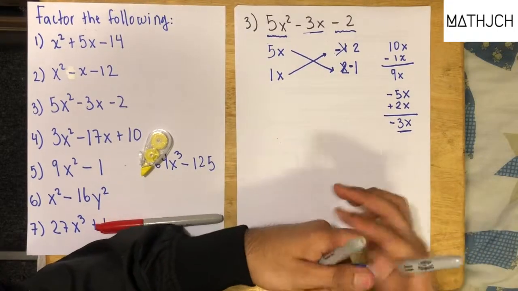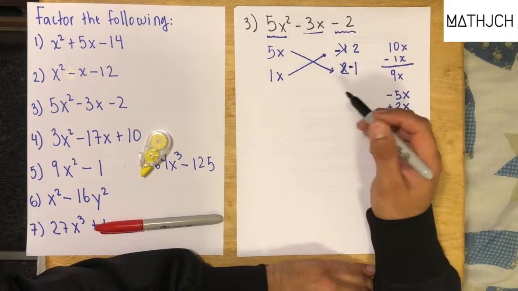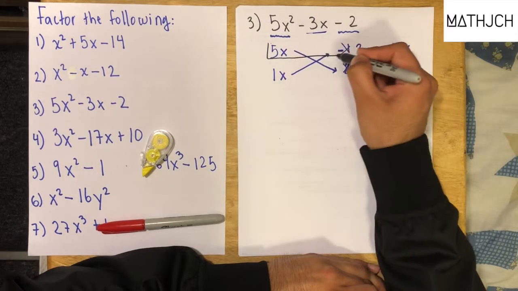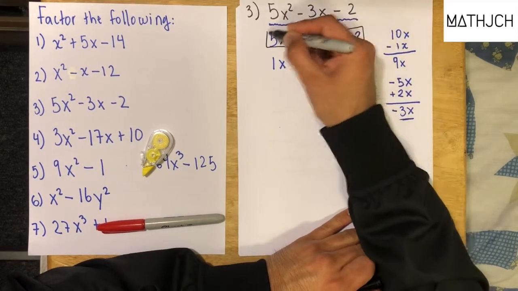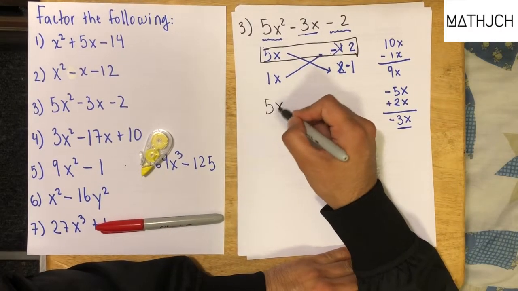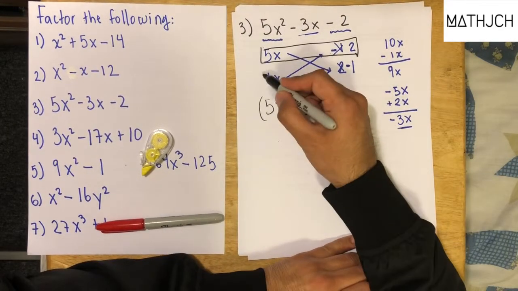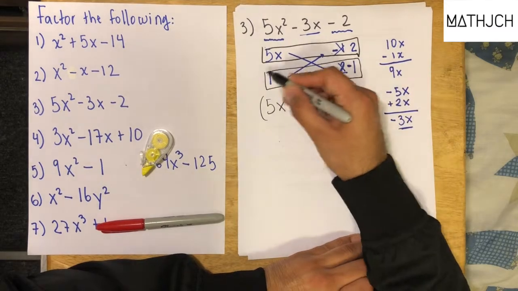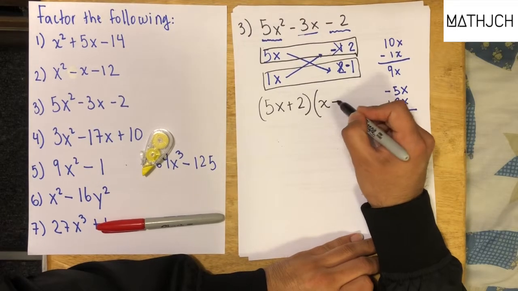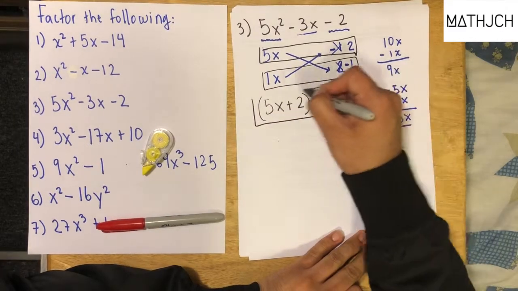So we are basically done. But in this case, my solution is not going to be cross multiplied. My factorization will be straightforward, okay? 5x, notice this 2 is positive, so it's gonna be 5x plus 2 multiplied by my other solution. It's gonna be 1x, or simply x. Notice 1 is negative, right? So I'm gonna put minus 1. And that's gonna be our factorization.